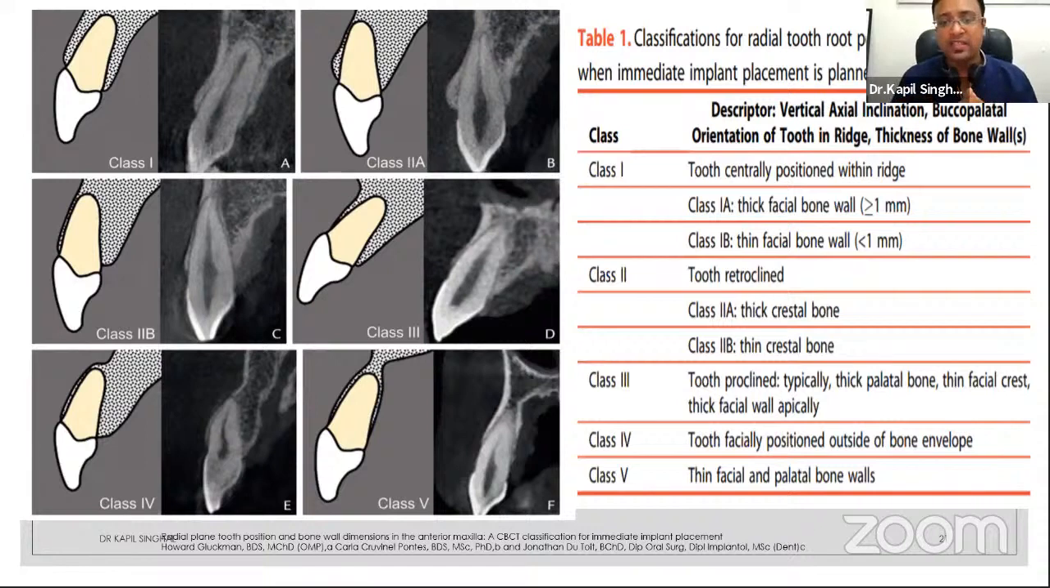And class 4 is when the tooth is positioned out of the bone envelope. So at the bottom left, you can see the tooth is positioned out of the envelope. That is class 4. And class 5 is when the bone is very thin, both the facial and the palatal bone walls are very thin. Okay, so this is a very good practical classification when you are looking at a CBCT to decide where should be my implant placement, and do I need to graft or not.